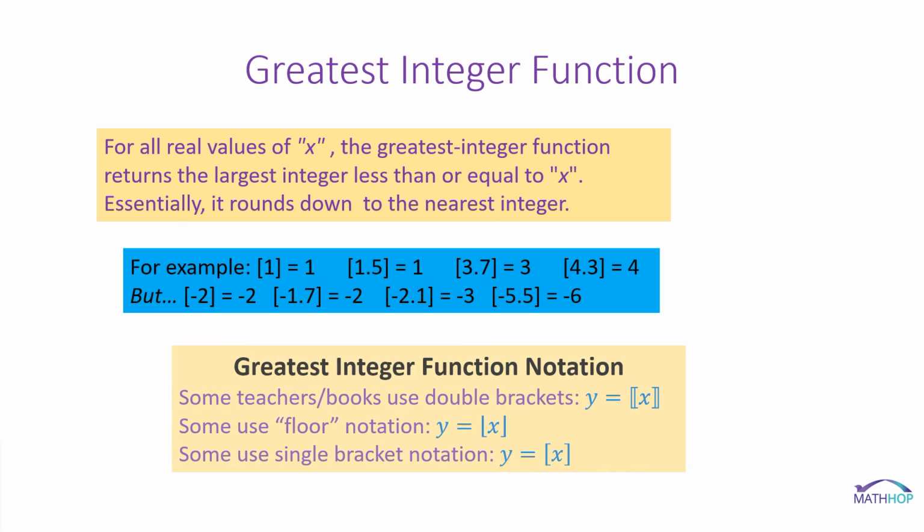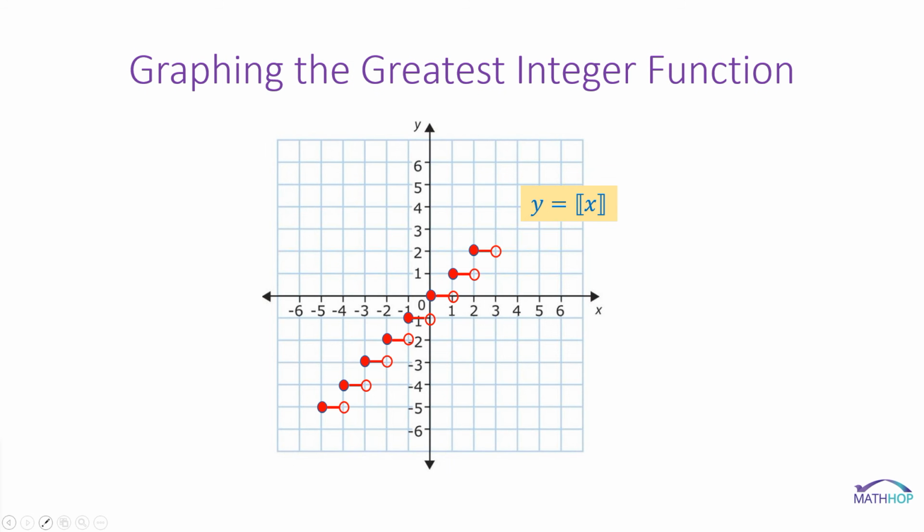Now, the symbolism for these will vary. Most often, I think you see the double bracket. You could see the floor notation like we just learned in the previous slide, or some books even use single bracket notation. So I think the most often you will see this double bracket for the greatest integer function. The graph of the greatest integer function looks exactly like steps. We have closed circles on the left side, right, because you're rounding down, and open circles on the right side.